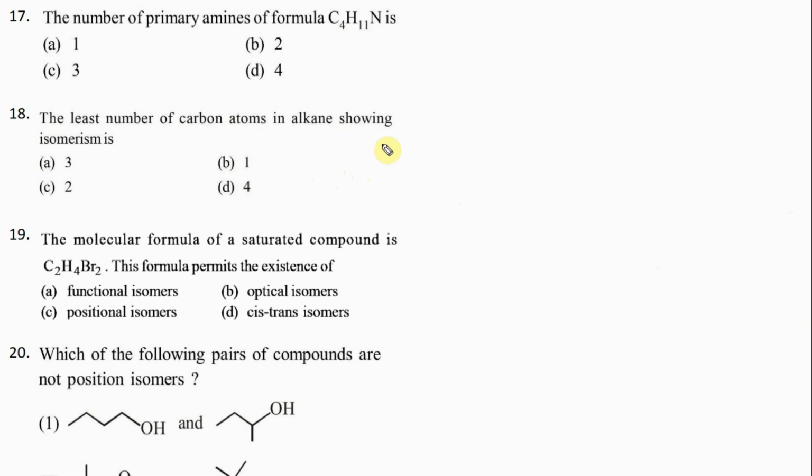Now this is an important one. With 2 carbons I cannot show isomerism, and with 3 carbons also I cannot show it. But if it is 4 carbon, I can have this, I can have this. So the least number of carbon is 4.